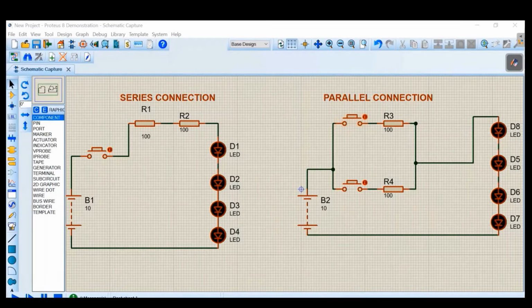Shall we start it? Here I am using Proteus software. I think you should be familiar with that, otherwise I can teach you the software. You can download it from my link. I will share it soon.